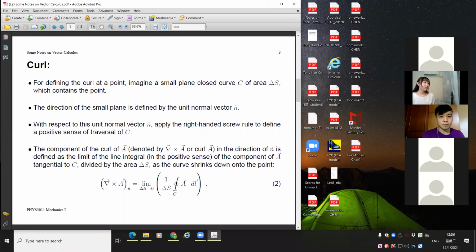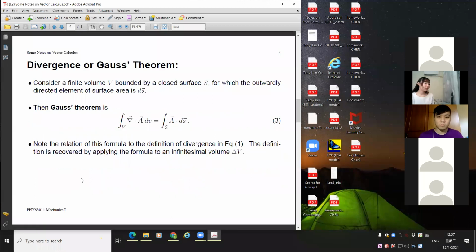So we complete a closed contour integral of this A vector dot dl vector. We compute this closed contour integral and then divide it by the surface area. Finally, we take this delta S approaching 0. Then we get the curl. And the direction of the curl is the same as the unit normal vector. All right, I think all of you have studied this.